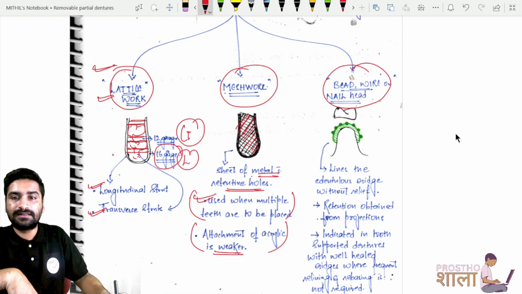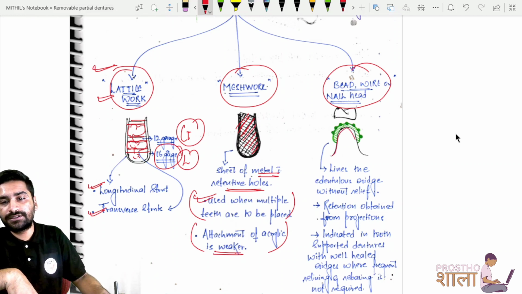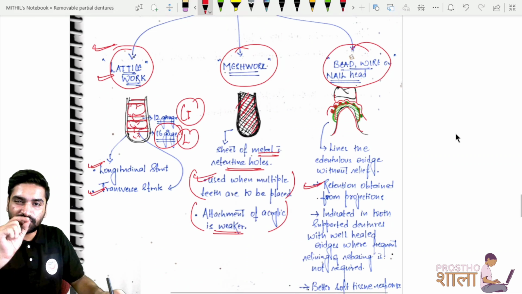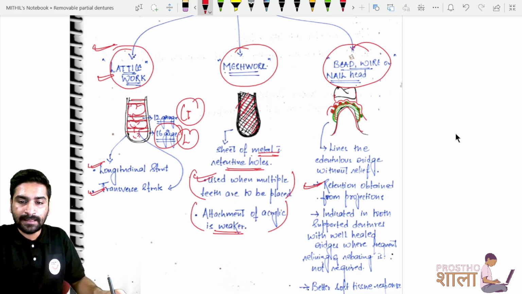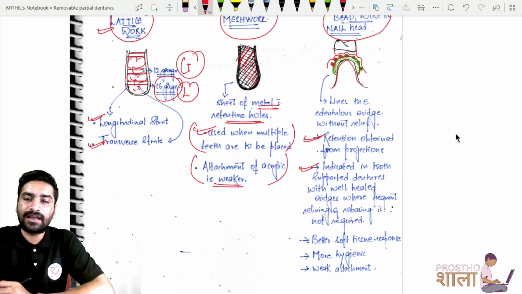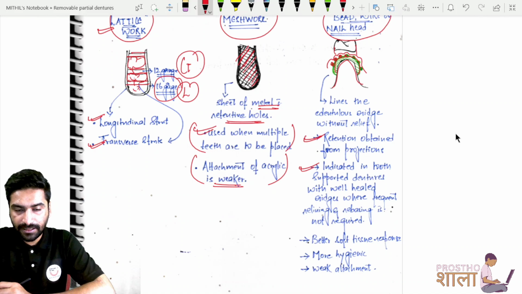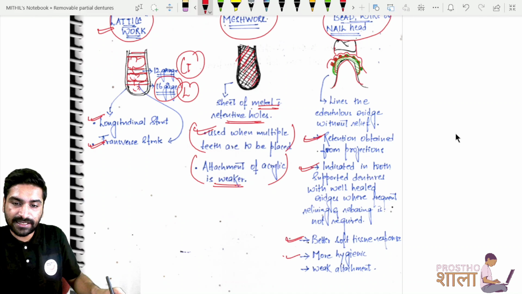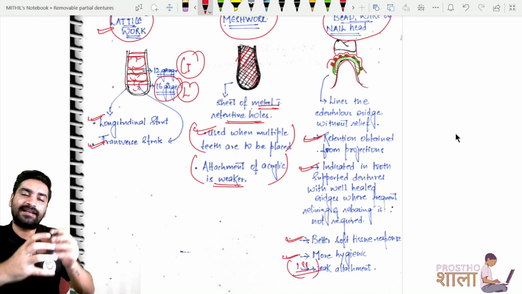The third is a bead wire or nail head. So on your ridge, your metal framework will have these beads or extensions. In these extensions, the acrylic will go and get entangled, and over here your teeth will be present. So retention is obtained through the small projections from your framework. It is indicated mostly in tooth supported dentures, okay, where we have a well healed ridge and you don't want to do frequent relining. It has a good soft tissue response, more hygienic, but the attachment is again a question mark. It is a weaker attachment between the acrylic and the metal.